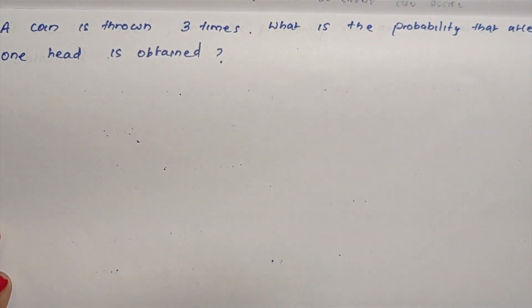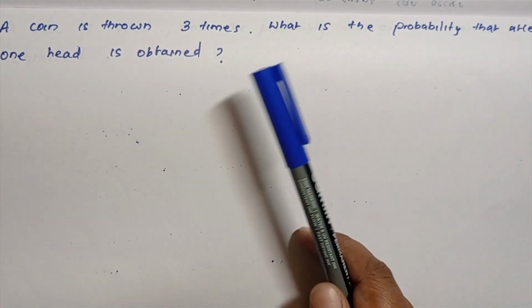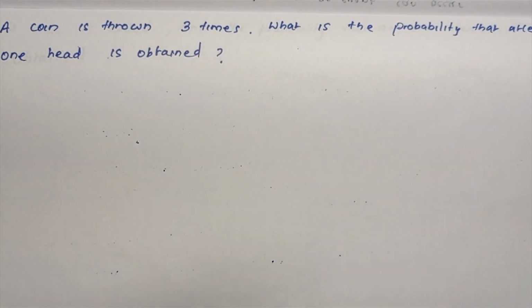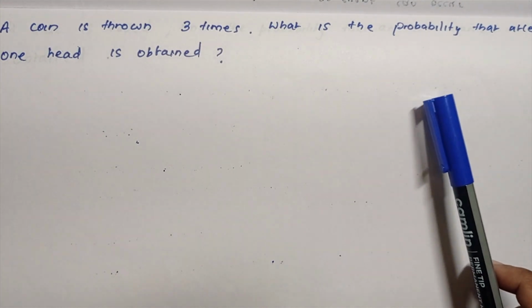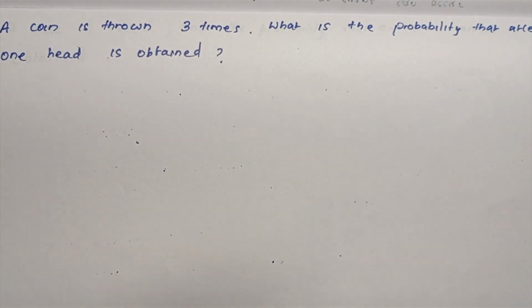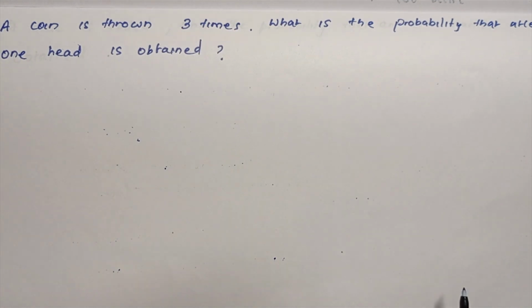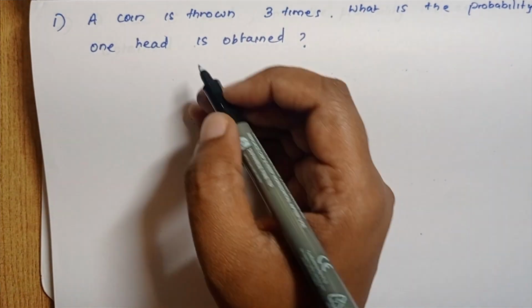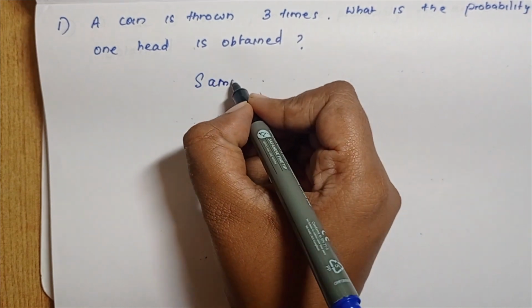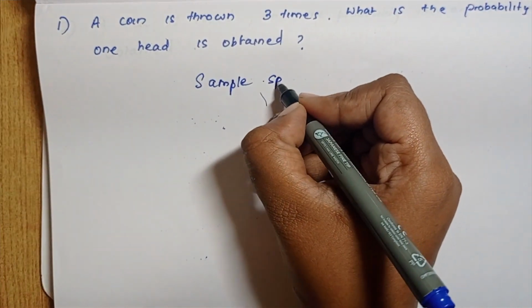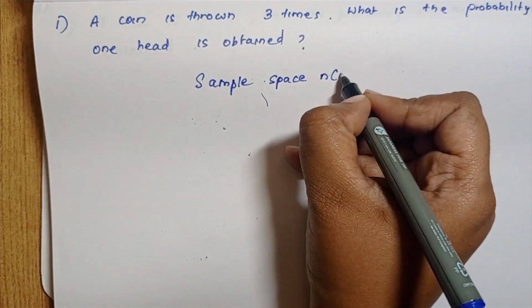So here the first problem is: a coin is thrown 3 times. What is the probability that at least one head is obtained? Okay, so here what we are going to do is first find out the sample space. Sample space means if a coin is thrown 3 times, what are the possible outcomes, the total number of outcomes that we will be getting. So first we will write the sample space. We can say n of S.